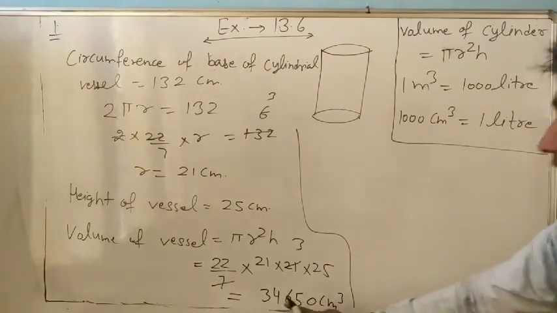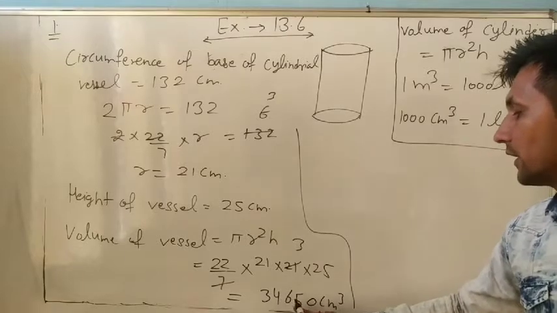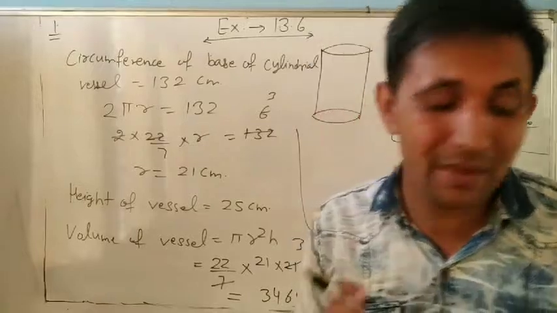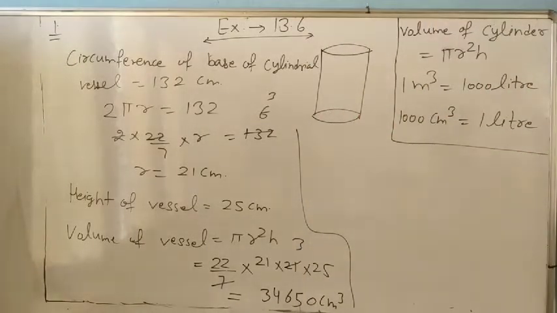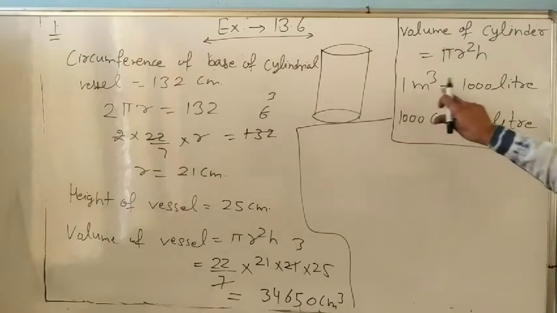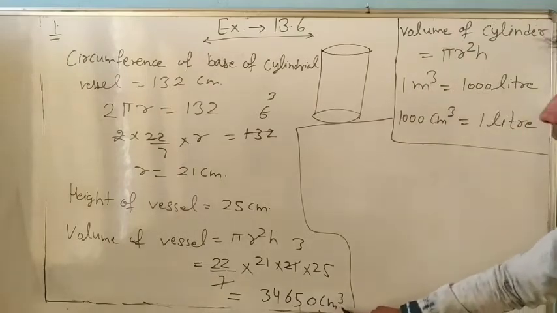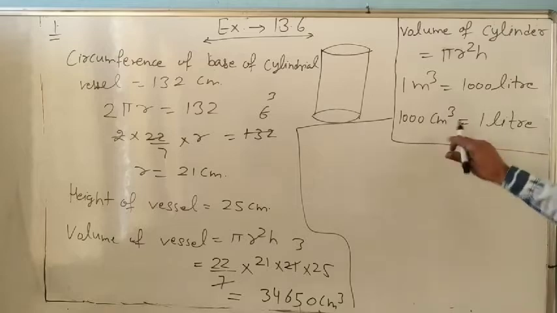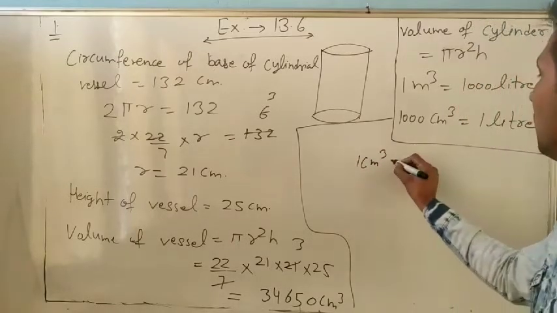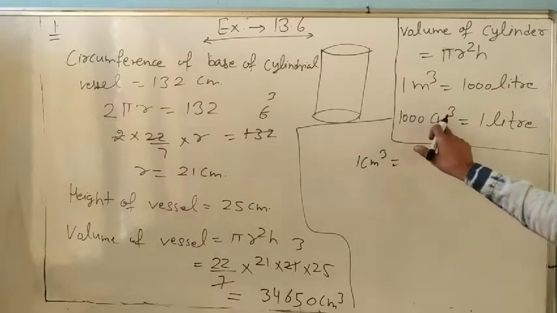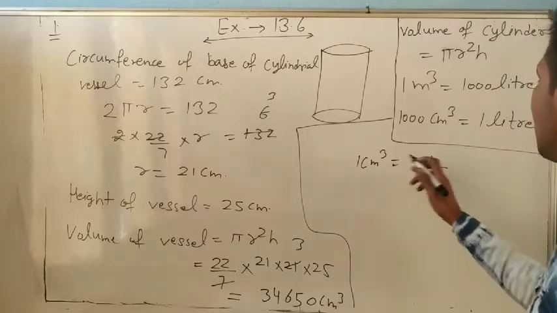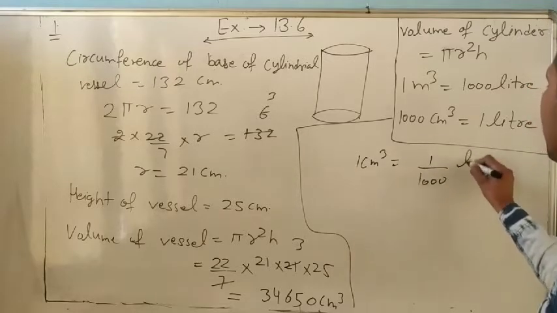Volume of this vessel is 34,650 centimeter cube. But we have to find how many liters of water, so we have to find the answer in liters. So we will use this formula: 1 meter cube equal to 1000 liter. But our answer is in centimeter cube. If you want to find 1 centimeter cube, 1000 on the other side, divide. 1 centimeter cube is equal to 1 by 1000 liter.